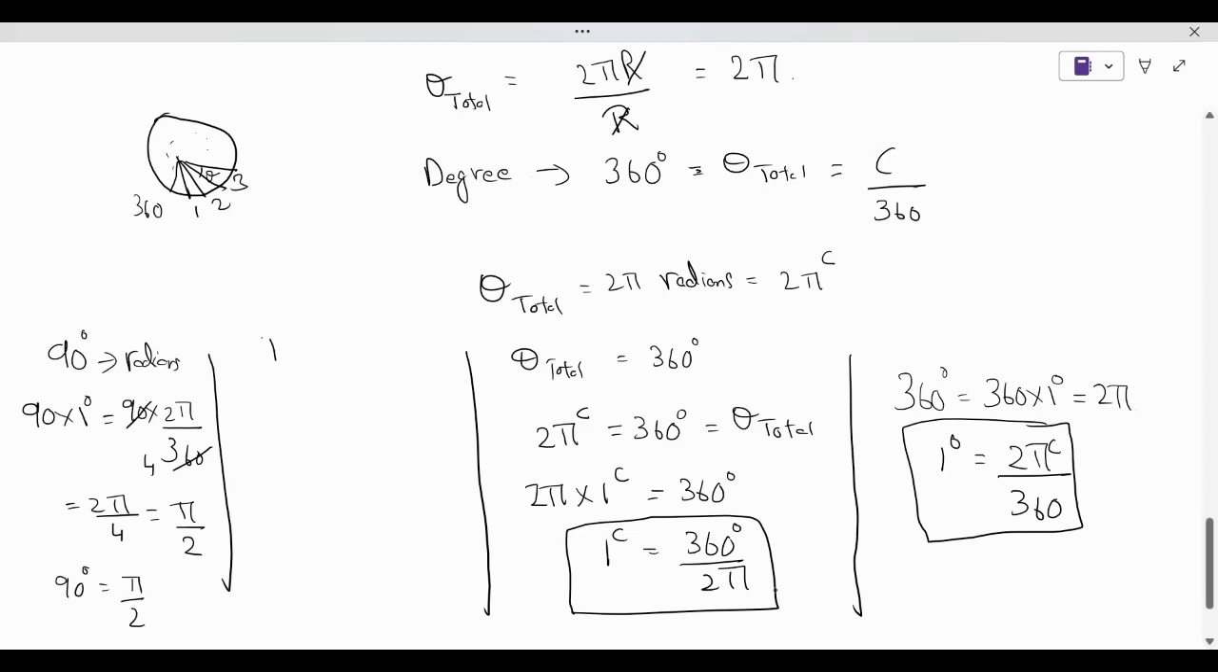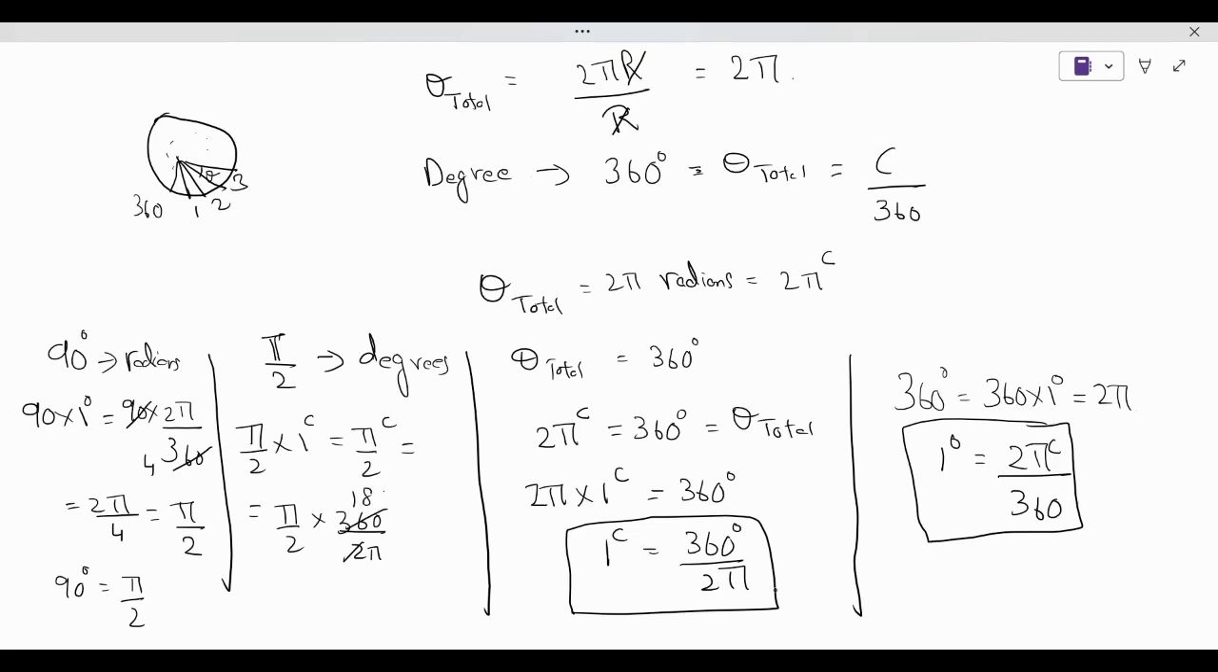Now let's convert pi by 2 radians to degrees. Pi by 2 into 1 radian is equal to pi by 2 radian. Instead of 1 radian, I'm going to write 360 by 2 pi. So what happens is we get 90 degrees.